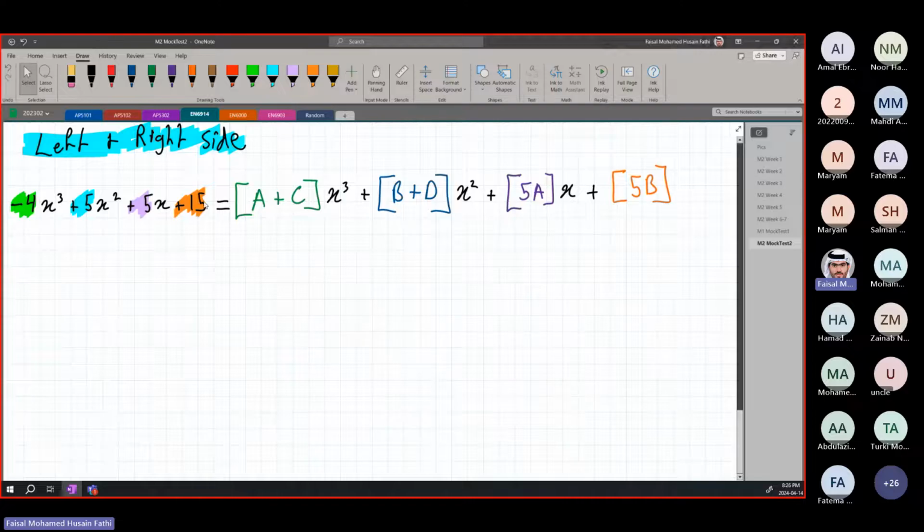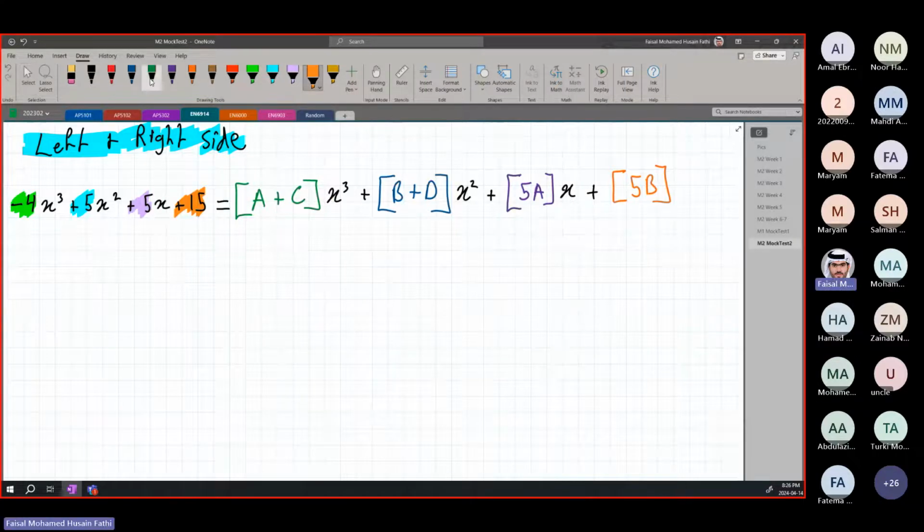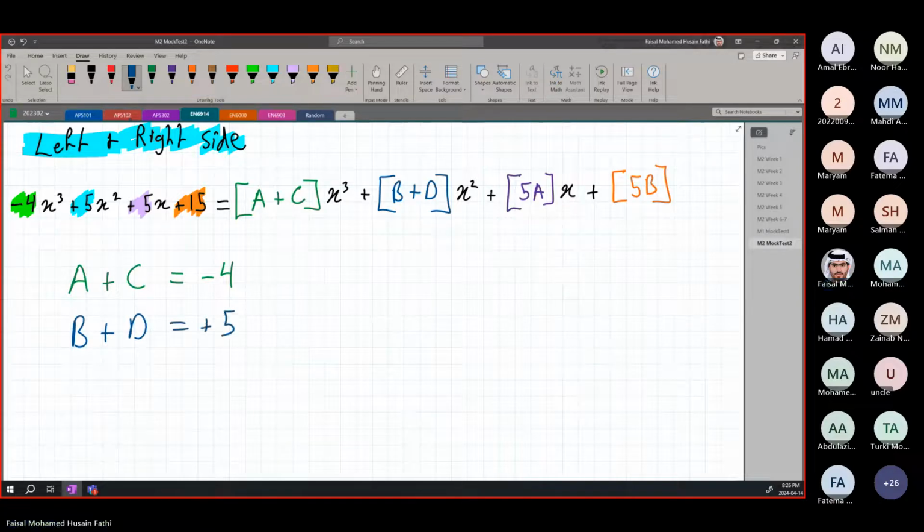الحين the idea here is anything on the left has to be equal to the right. For anything that is with x cubed, يعني any coefficient of x cubed has to be equal to whatever is on the right side of x cubed as well. فمعناته our first equation is a plus c is equal to minus or negative 4. لأن هني this green part has to be equal to this green part because they're both coefficients of x cubed. Same thing for the next part. It's b plus d is equal to plus 5. تمام?